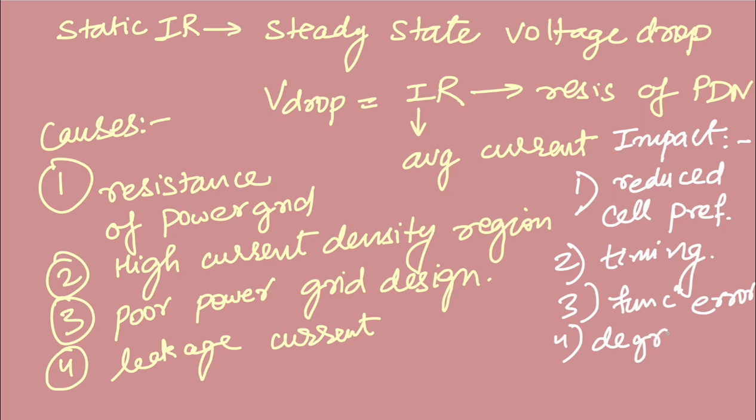And then there is degraded noise margin. Because the transistor is too slow, we do not know how the noise margins are, so it will cause degraded noise margin.